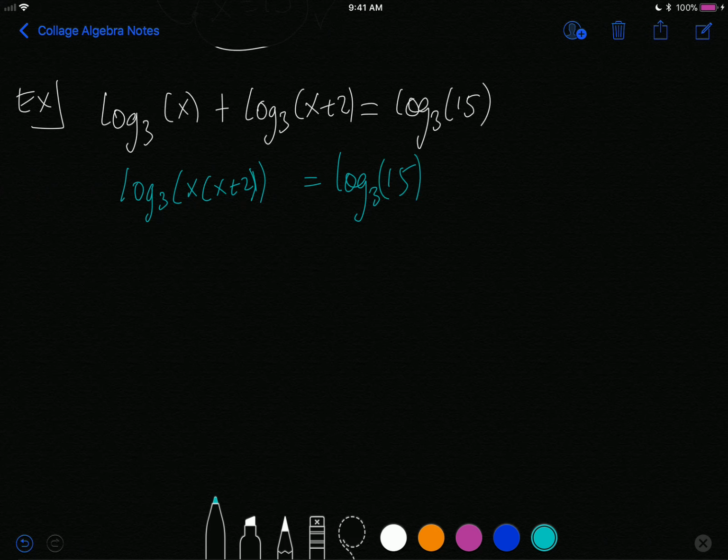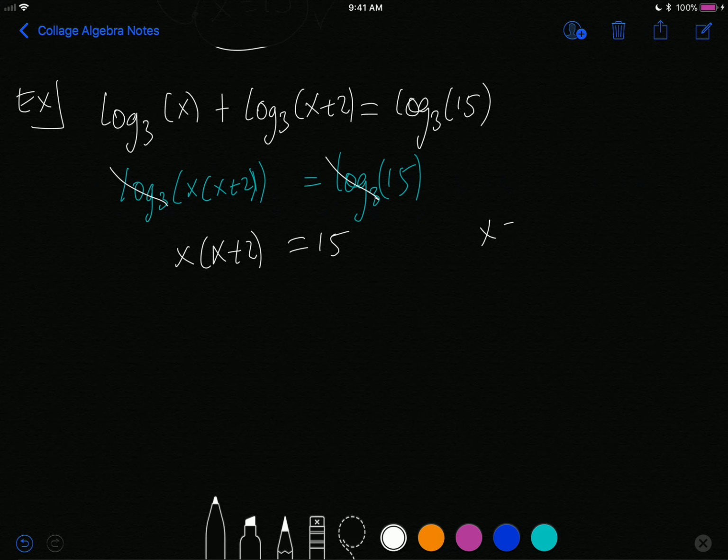Now that I have a log base 3 here, and I have a log base 3 here, and the two sides are equal, it means I don't need to consider the log anymore, and so I can simply cancel out those logs. So again, I break out my ninja stars, and I say, sayonara. And so I have x times x plus 2 is equal to 15, and of course this is a quadratic that I need to solve.